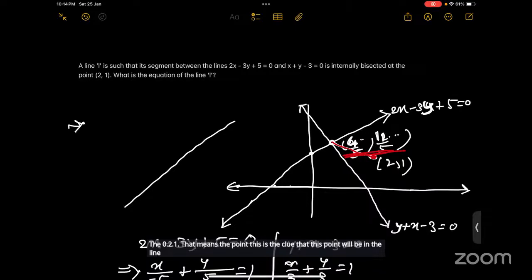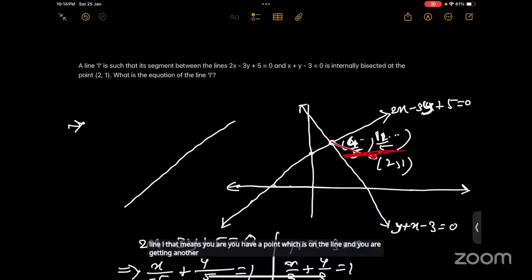I mean the line L is being bisected at the point (2,1). That means it's a hint that the point (2,1) will be on the line L. It doesn't mean that it should internally bisect between these two lines. No, no. Okay, ma'am. That was the greatest conclusion. Yes, this is just to confuse. That means this point will be on the line L.